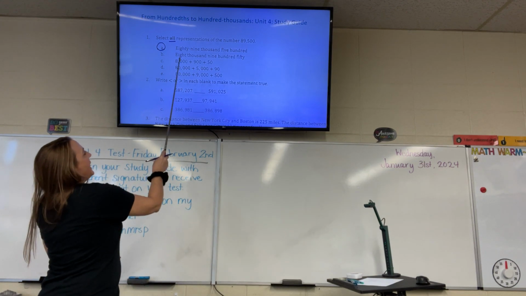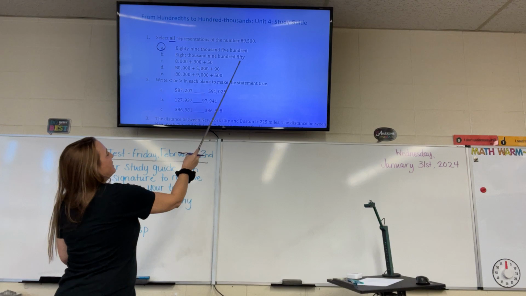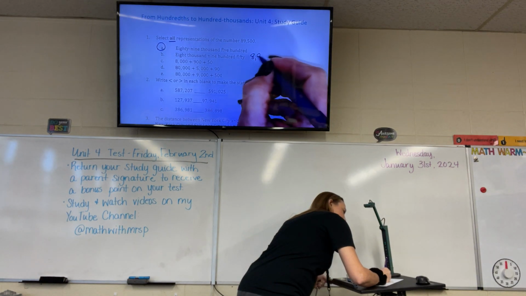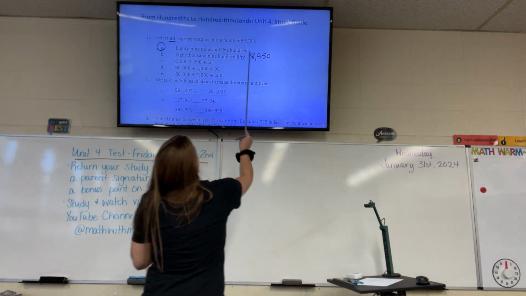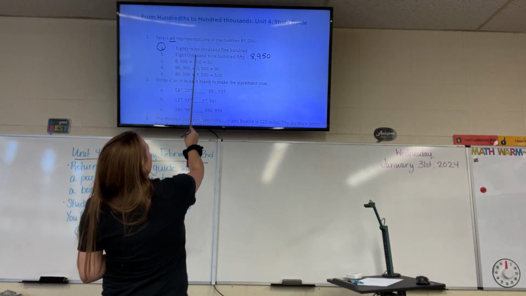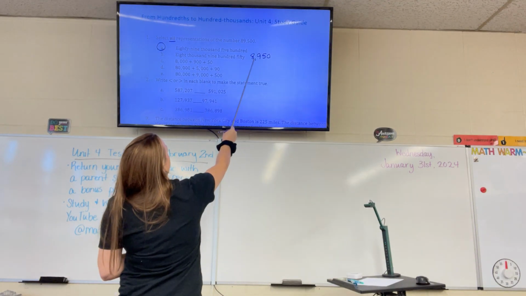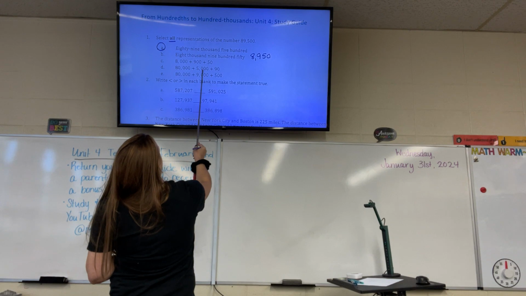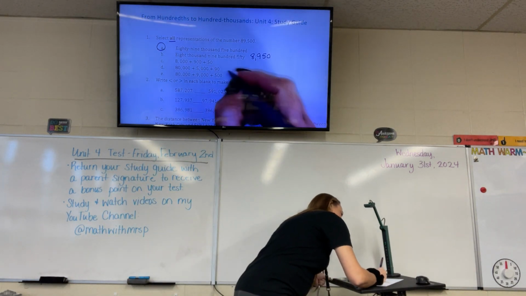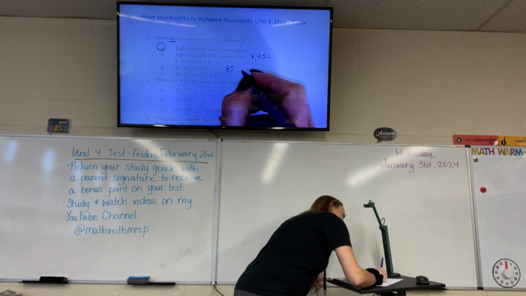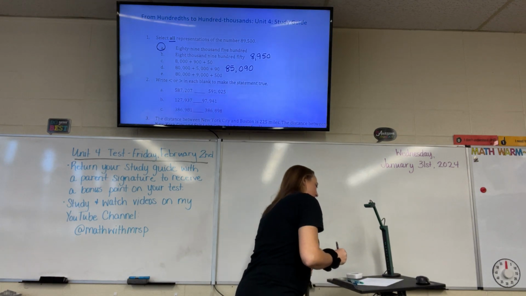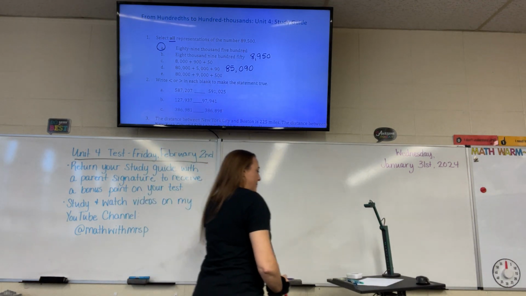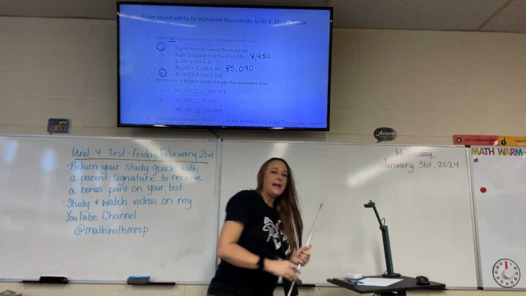B says 8,950. No, because 8,950 would look like this, right? And that doesn't match this. Okay? 8,000 plus 900 plus 50, that would look like this, right? So C is out. 80,000 plus 5,000 plus 90, that would look like this, 85,090. So that one would be out. The last one says 80,000 plus 9,000 plus 500. Does that match? Yes. Okay, so you should circle A and E.